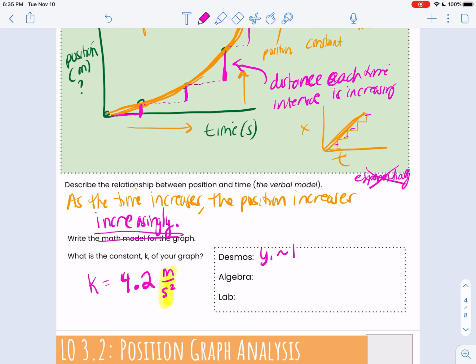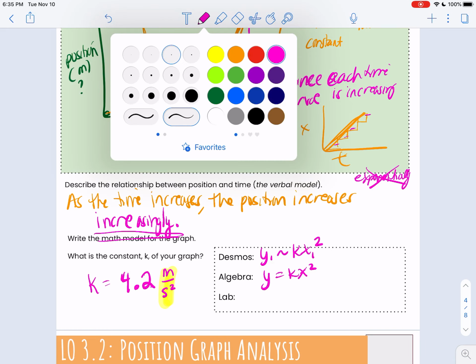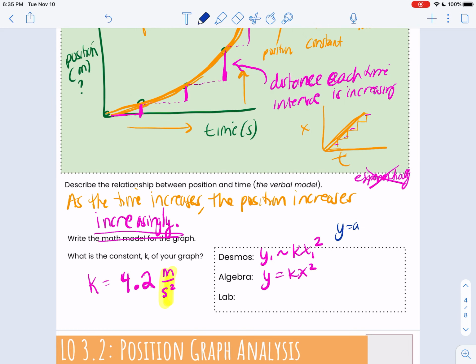So your Desmos was y ~ k x1 squared. In algebra, you'd use this as the equation. If you've studied parabolas in trig, you're probably used to seeing it like this, which is fine. We're just ignoring this part for now. This is the same as your quadratic equation, but I don't want to confuse everybody because not everyone's in trig. But if you are in trig, this is the same thing.